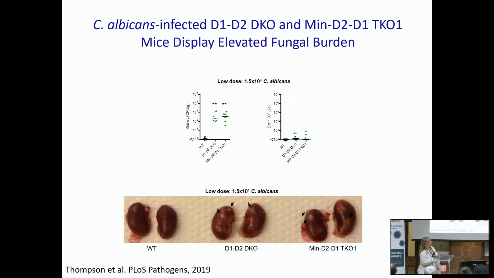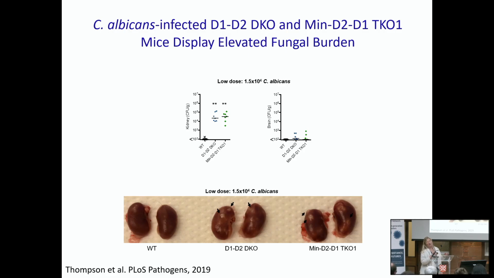So we looked at the fungal burden. We looked at it with everything, but I'm just showing here the Dectin-1, Dectin-2 double, and then the triple knockout. You can see that at a low dose of Candida albicans, after a week, the wild-type mice had basically cleared the infection, but the double and triple had a huge amount of fungal burden in the kidneys.